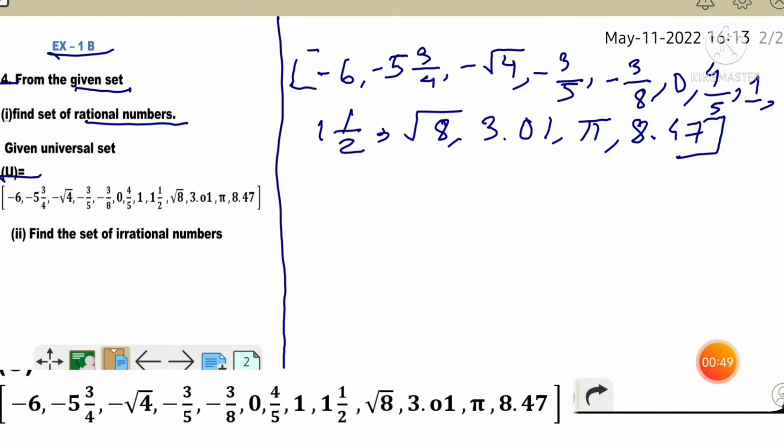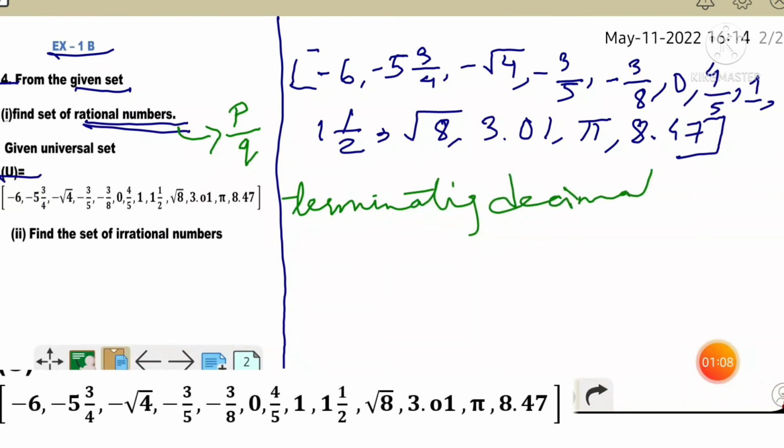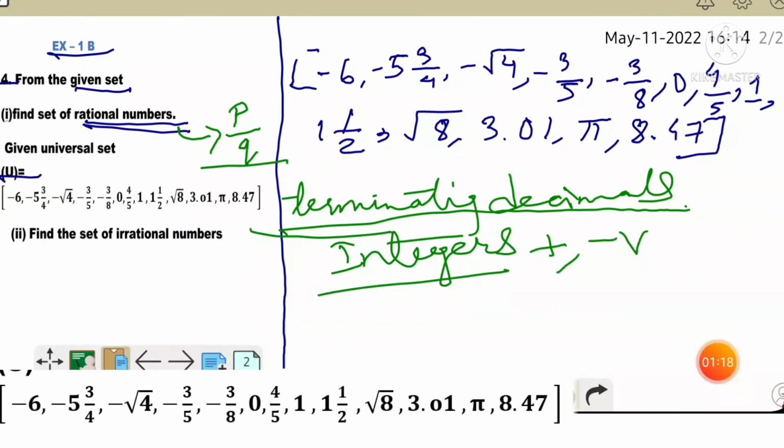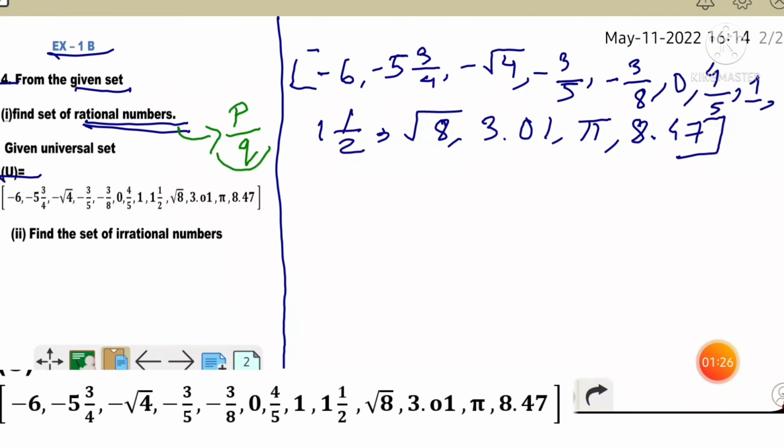So from this set of numbers, we have to find the rational numbers. So in question number 1, we have to find rational numbers. Rational numbers are those numbers which can be represented in the form of p by q, and the numbers which have terminating decimals, and also the integers. And the integers may be positive, negative, including 0. So among these numbers, we have to find the rational numbers.